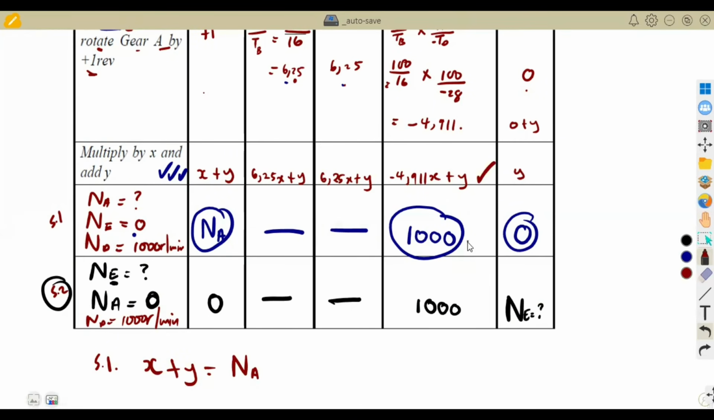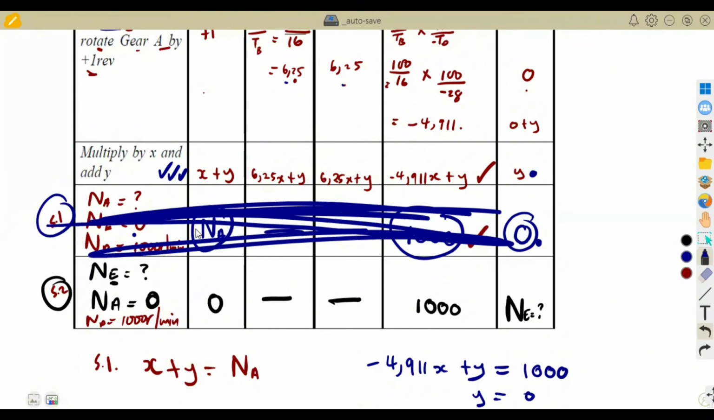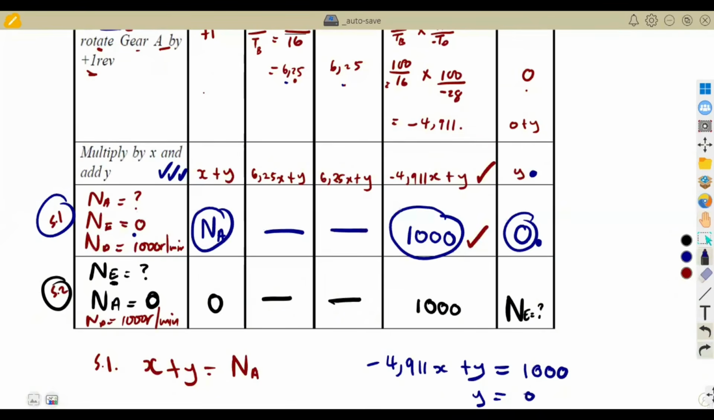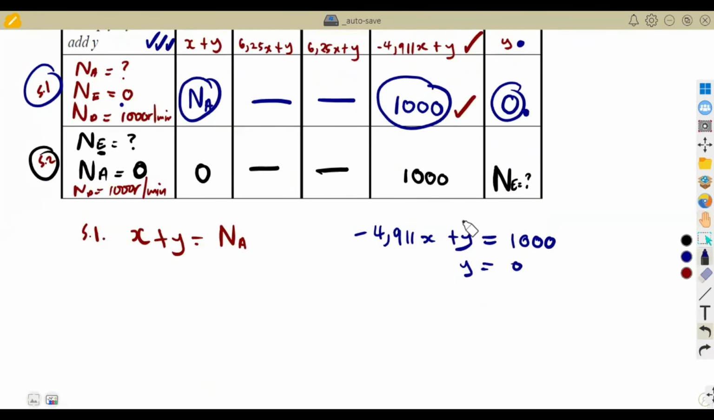Also, this here is equal to 1,000. It's an equation that we have there. Minus 4,911x plus y is equal to 1,000. Also, y is equal to 0. We are equating what is on this column for question 5.1. This is the column, the condition that we were given for question 5. So you are dealing with this condition. We are answering question 5.1. On this part, you are already told that y is 0. So that's a 0 there.